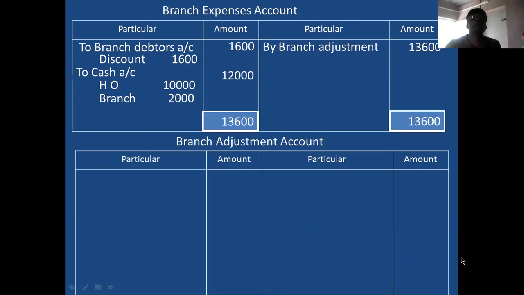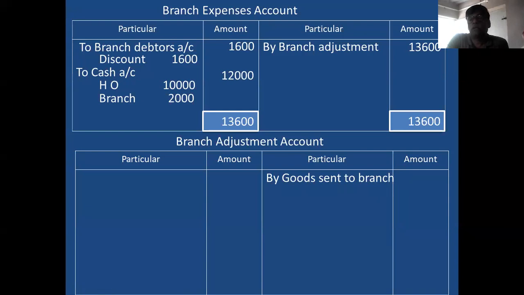This is just like the trading and profit and loss account. On the debit side, you take the loading related to closing stock and goods returned to head office. On the credit side, you take loading on opening stock, then goods sent to branch. First, goods sent to branch: it is the loading on goods sent to branch.